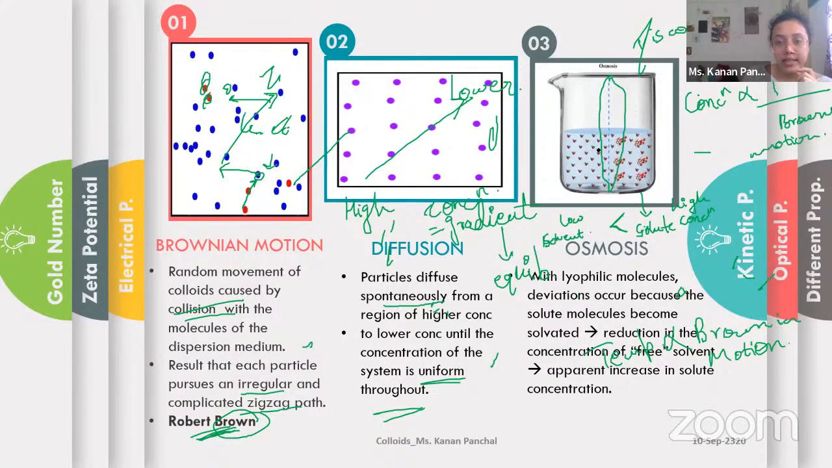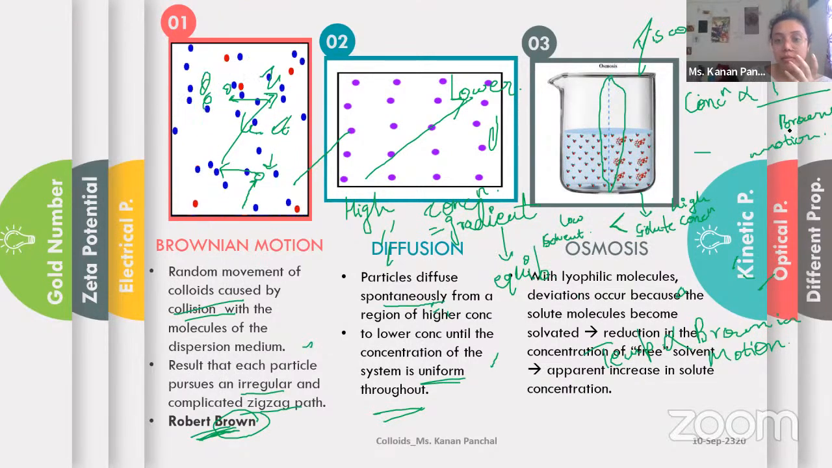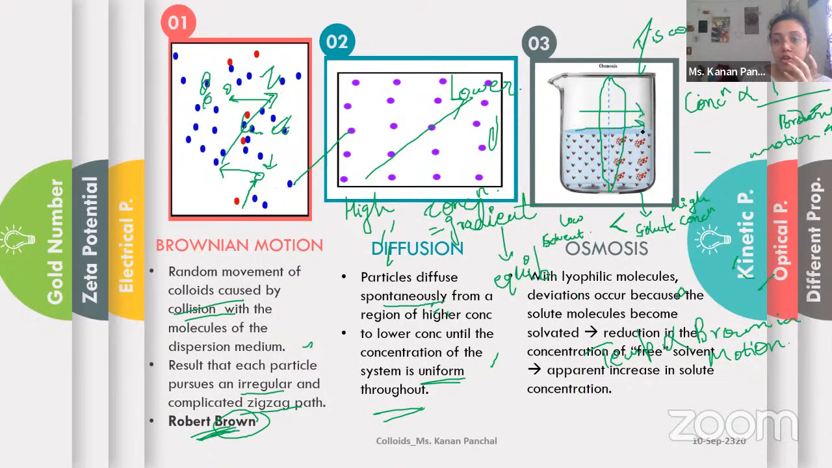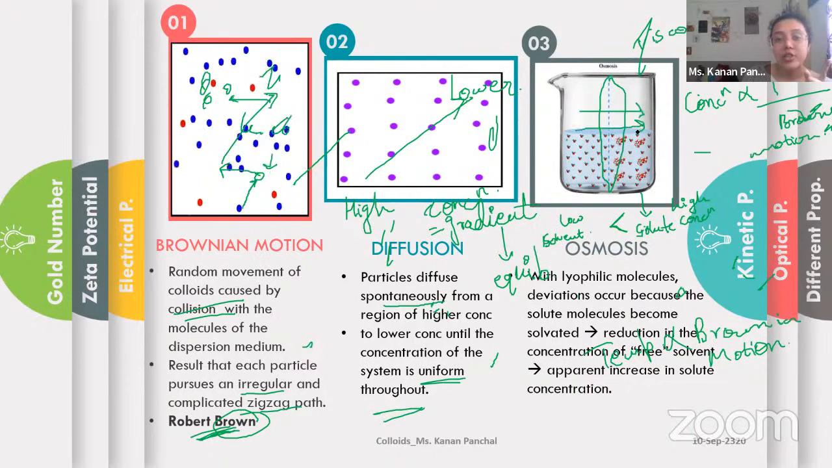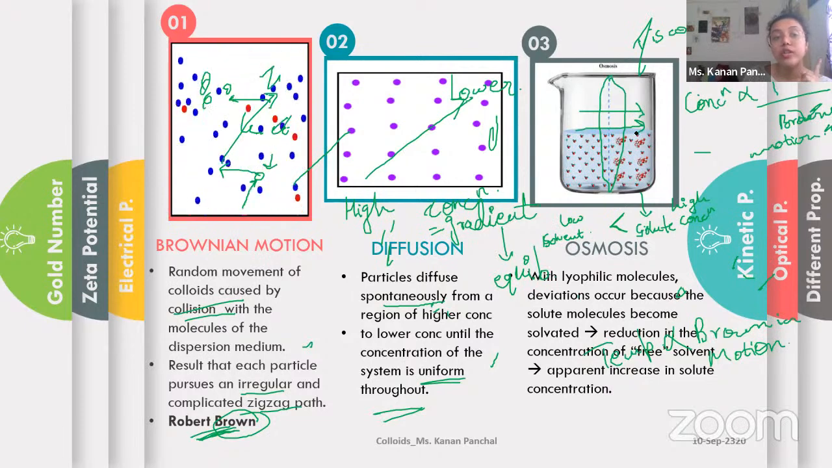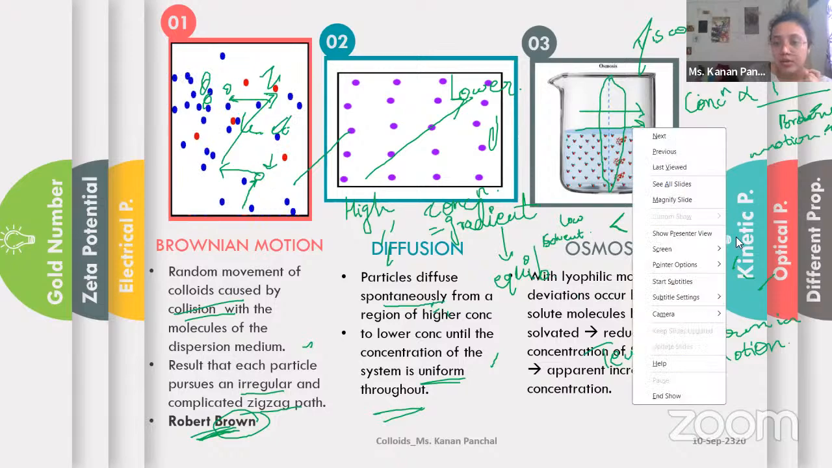So in this case, when one compartment में सल्यूट कॉन्सेंट्रेशन ज्यादा है and if it is separated by a semi-permeable membrane, there will be a movement of water like this, from a region of lower concentration of solute to a region of higher concentration of solute. Okay.